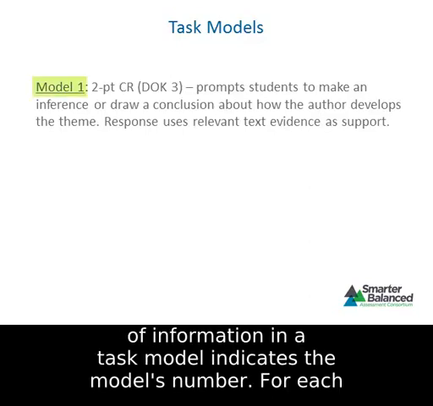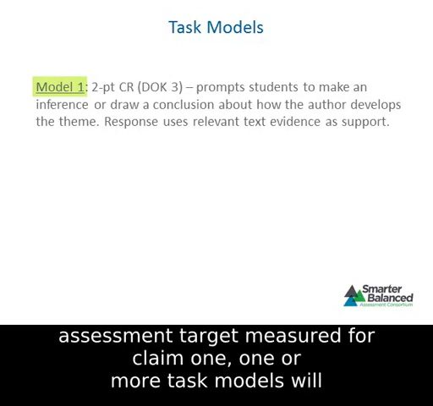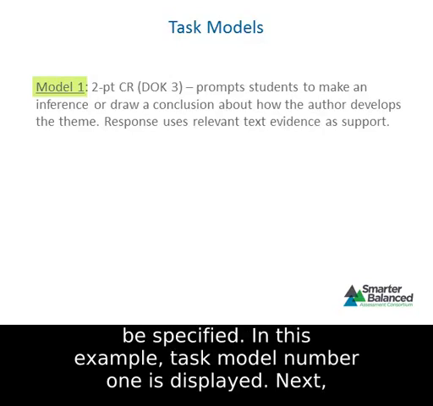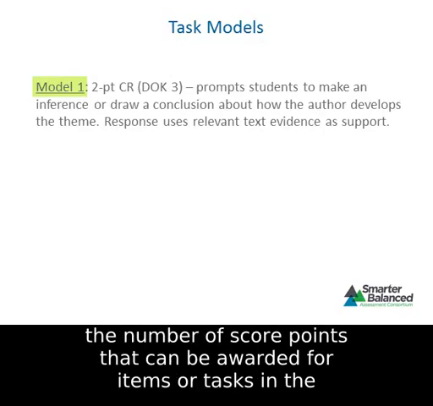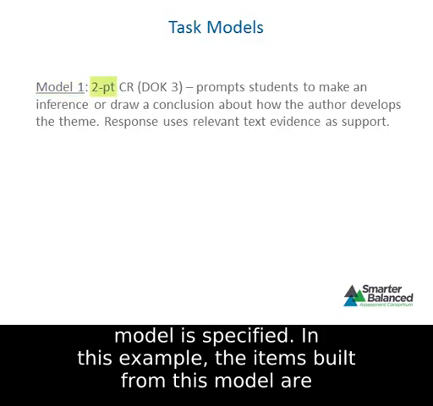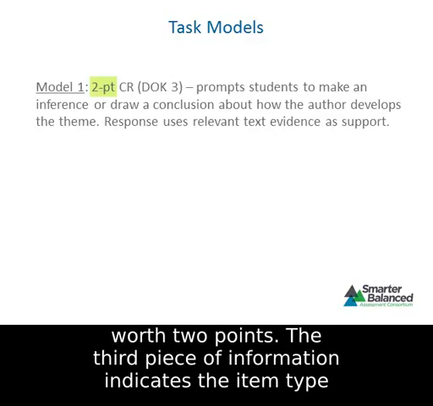The first piece of information in a task model indicates the model's number. For each assessment target measured for Claim 1, one or more task models will be specified. In this example, task model number 1 is displayed. Next, the number of score points that can be awarded for items or tasks built from the model is specified. In this example, the items built from this model are worth 2 points.